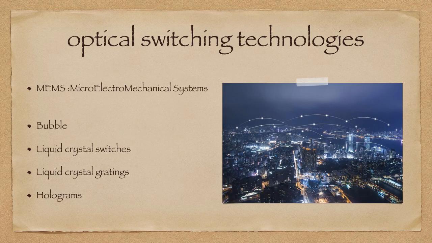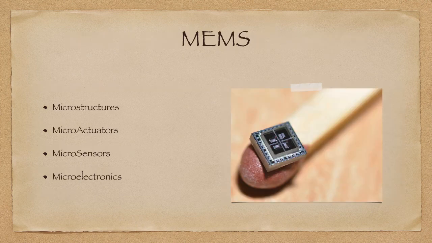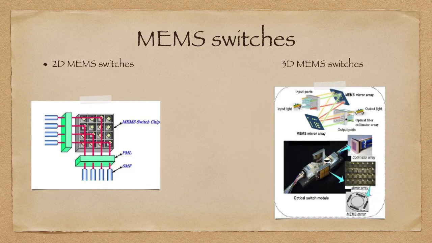Next, let's talk about optical switching technologies. There are many technologies, and today we will mainly focus on micro-electromechanical systems. MEMS technology is a precision device technology that integrates mechanical elements, sensors, actuators, and electronics on a common silicon substrate through microfabrication technology. Here you can see two types of MEMS switches. The left one is a two-dimensional MEMS switch descriptive picture, and the right one is a three-dimensional descriptive picture of what it will look like.